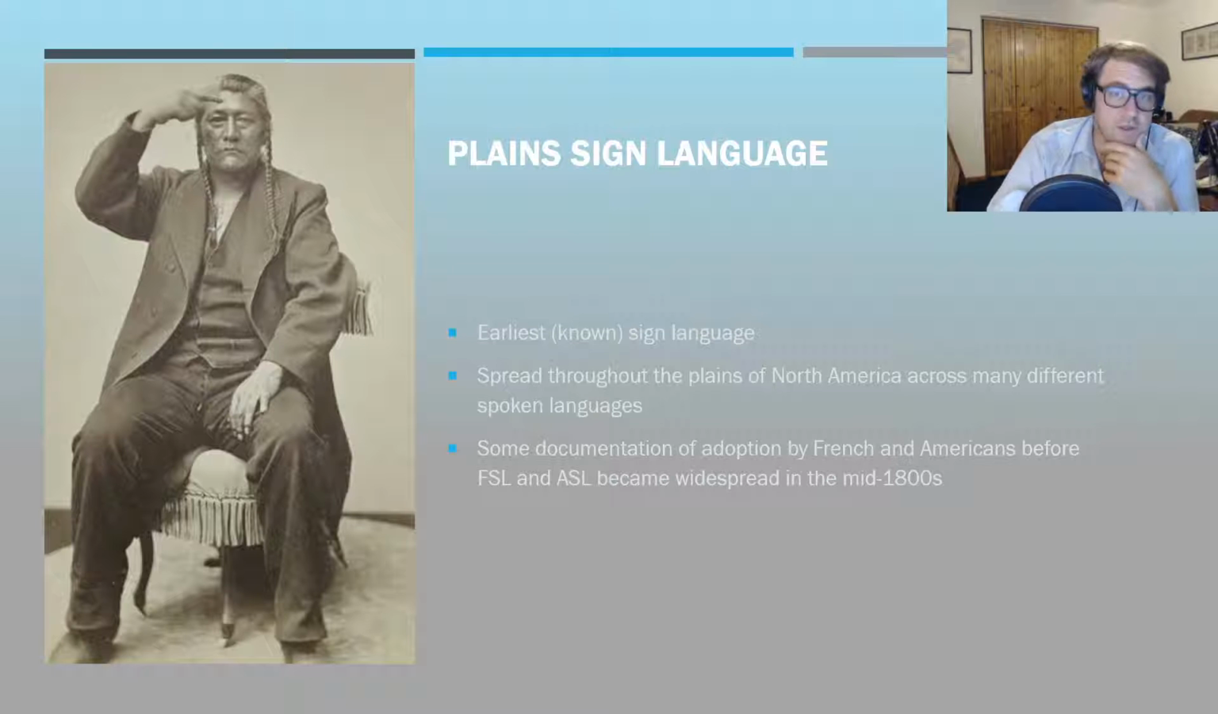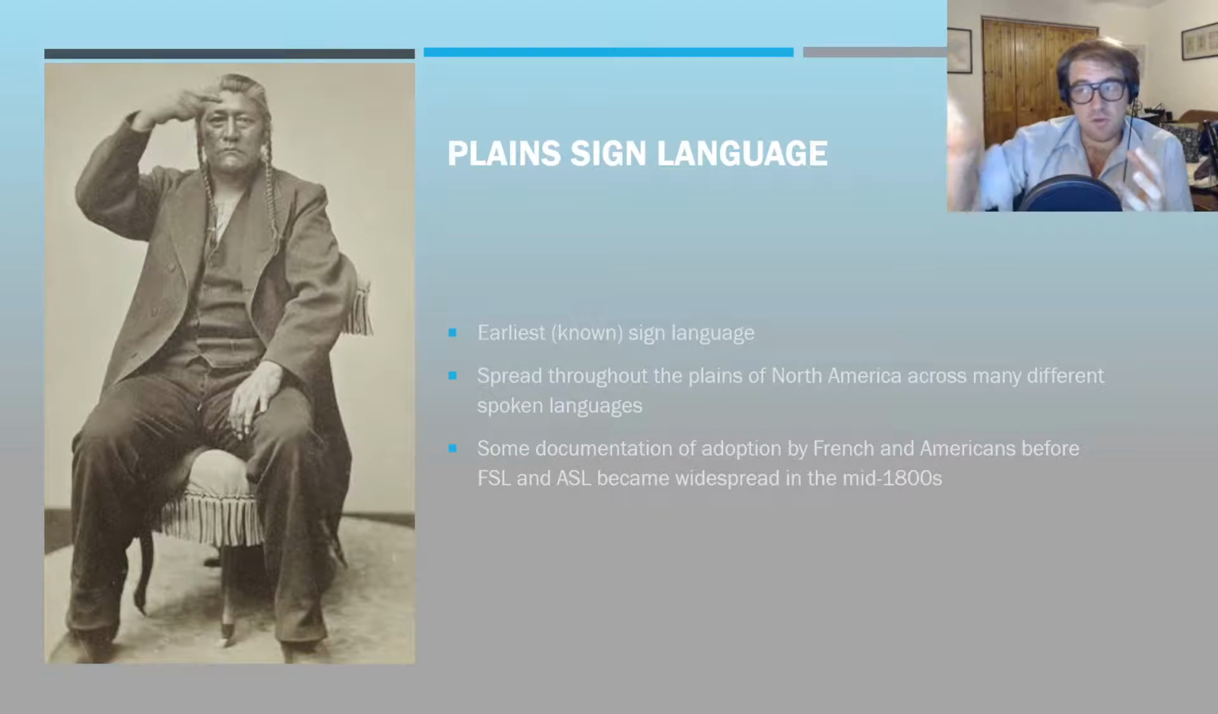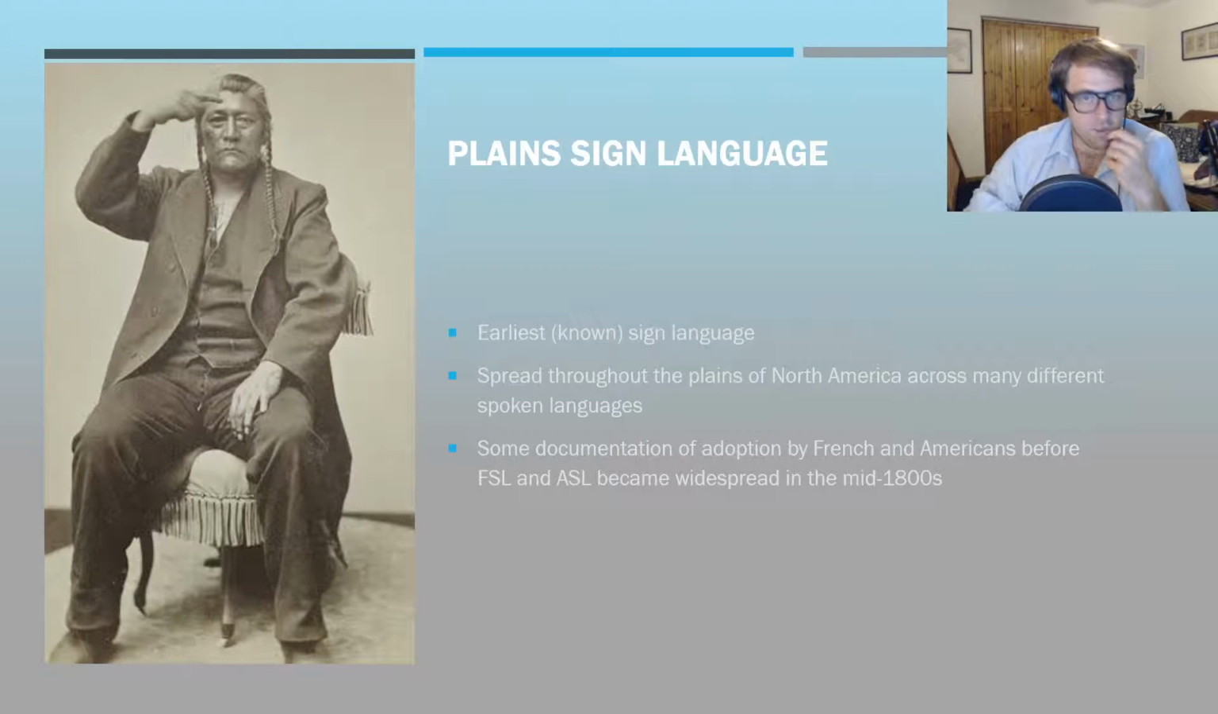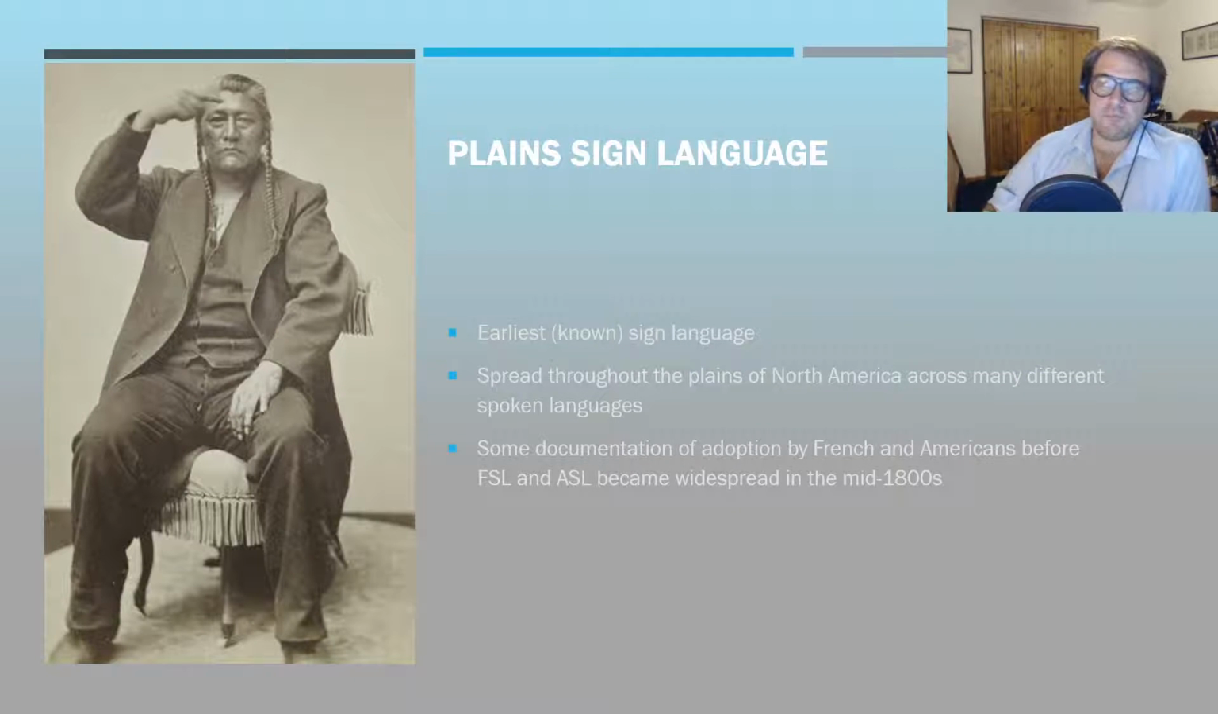But my point is, if there was a sign language to go along with that writing system, there's not a good likelihood that it was documented because it's a sign language. There's no need to put it somewhere because it's not necessarily a written language. So the earliest known sign language is Plains Sign Language. It doesn't mean it was necessarily the earliest sign language, but it definitely predates the ones that we currently use.